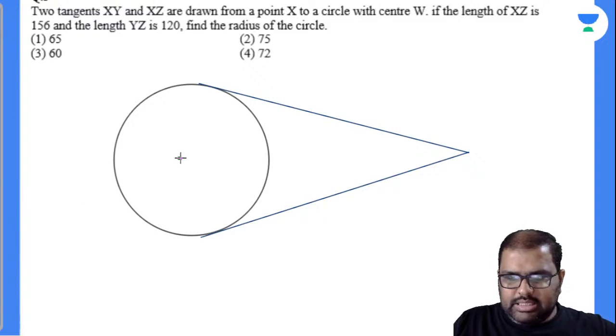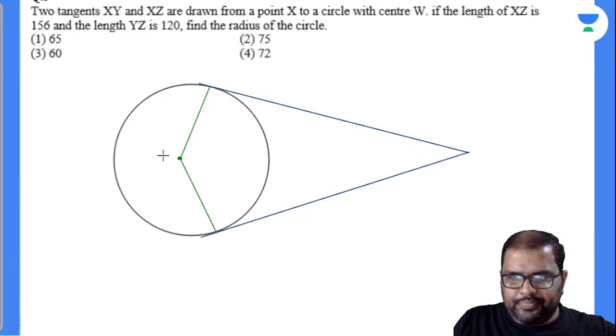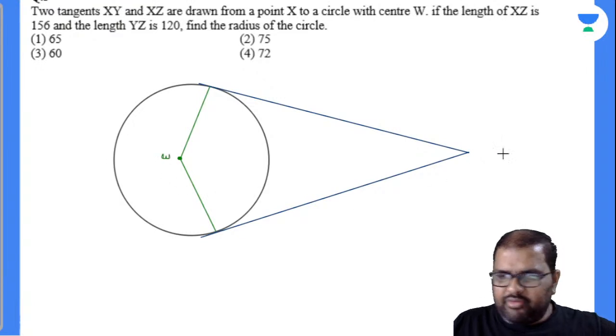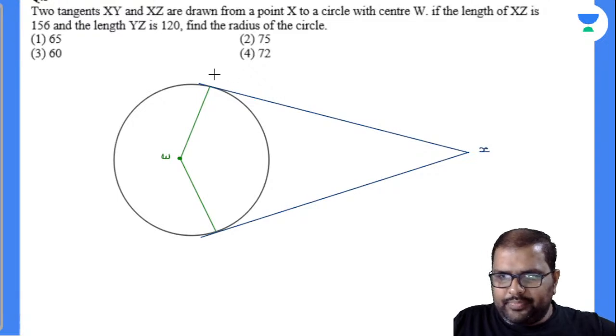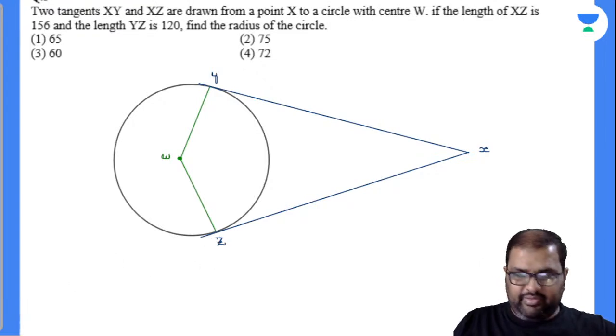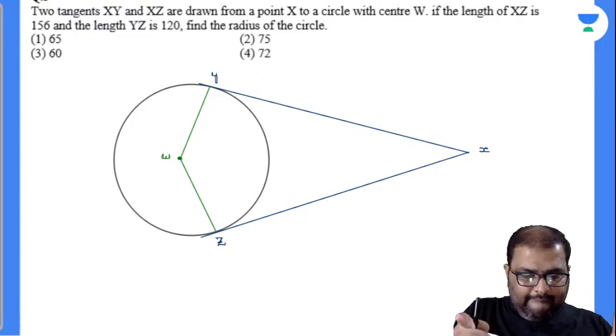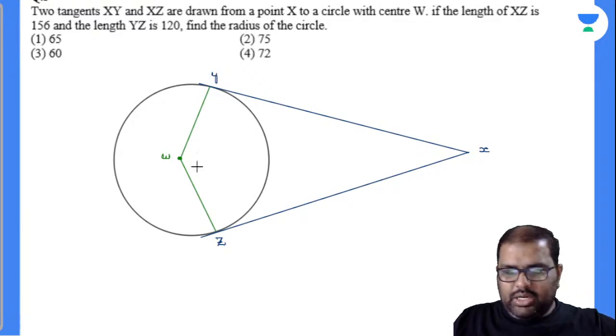Now this is W and this is radius. You have drawn from a point called X, so this is XY and this is XY. When you drop two tangents from an external point onto the circle, those two tangents will be of equal length. Are you observing a kite there? Yes, you are observing a kite there.